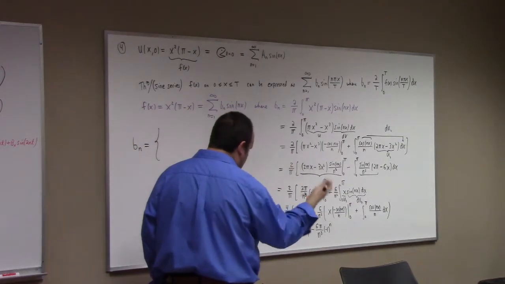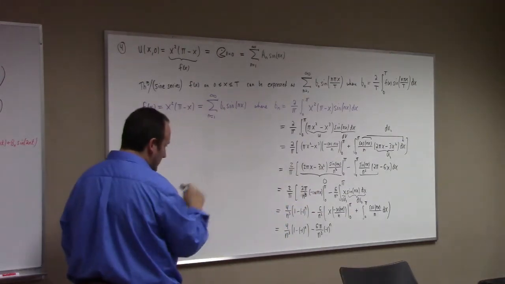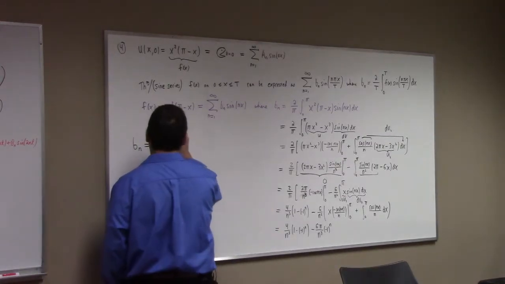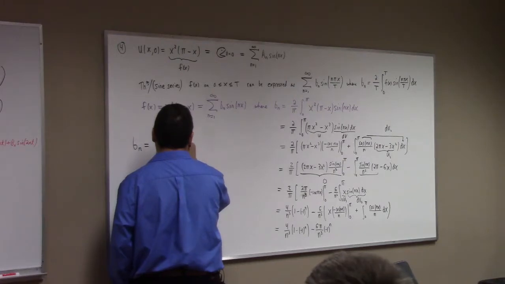Let's see here. If n is even, that first term with the 4 is gone. And the second term is just minus 6 pi over 2k quantity cubed.